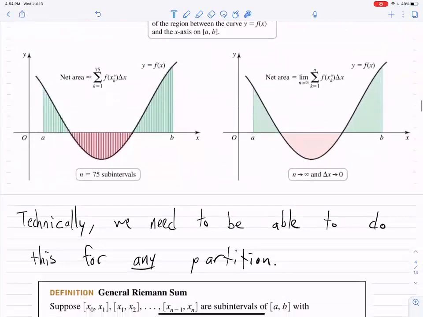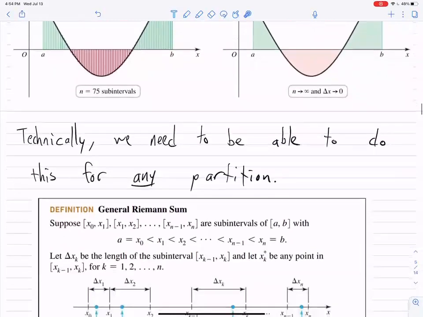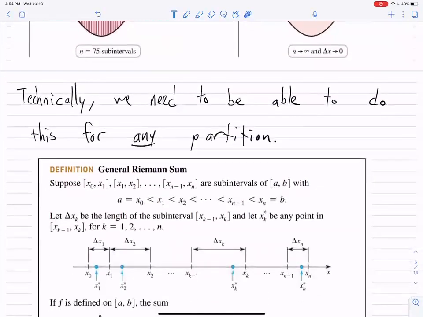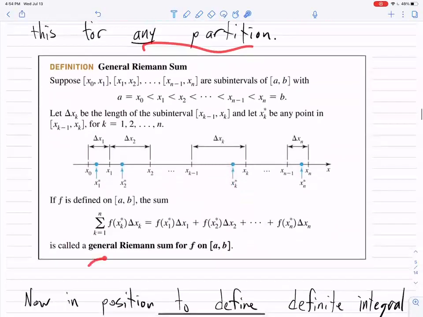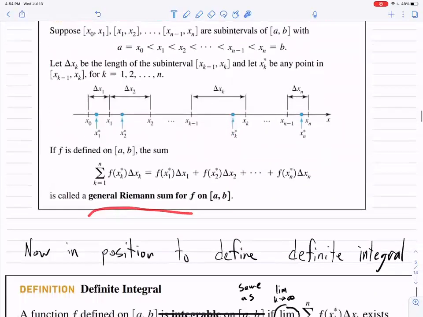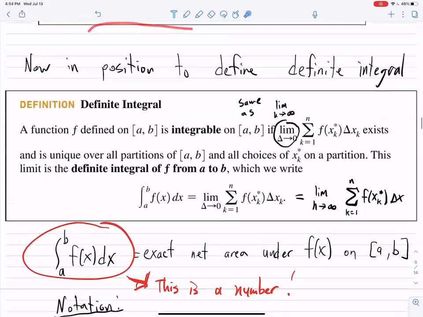And so I'm going to skip some of this technicality stuff. It's not that important. The idea is that we technically need to build this for any partition, but it's really not that big of a deal. And if you want to read it for posterity's sake, that's fine. But what we really need is this definition.